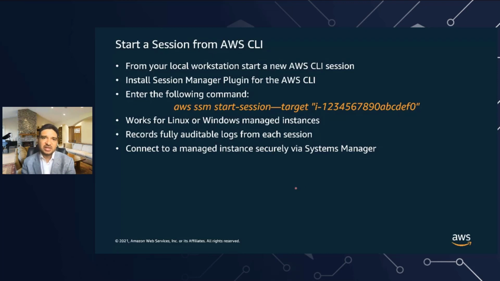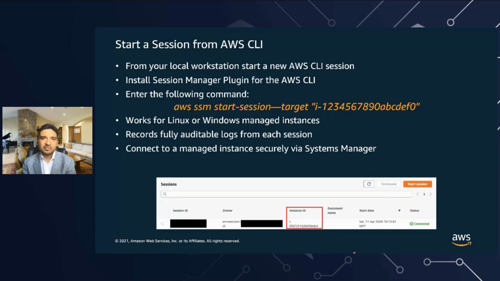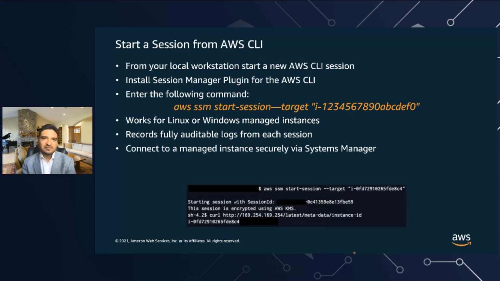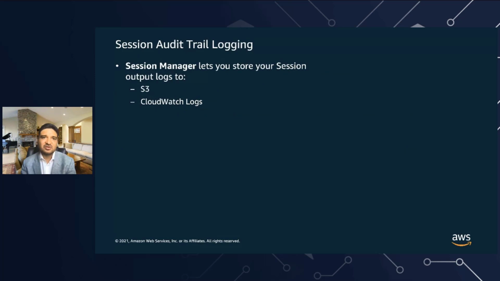So if you already have AWS CLI installed, you can install the Session Manager plugin for that. And then this is the command you can use: start session, target, and put your instance ID there. It's going to connect to that. We talked about it working for both Linux and Windows. And then you can have the full auditable records available for later. This is just some of the same screenshots of how you can see those sessions and logs and instances.